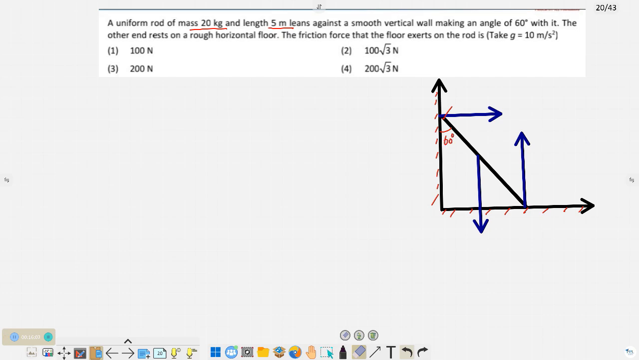The other end of the rod rests on the horizontal surface. They ask us to calculate the frictional force exerted by the floor on the rod. First, whenever a rod is placed on an inclined surface in contact with two walls, you have to calculate what forces act on the rod. In the diagram, from the center of the rod the weight mg always acts. Next, this is the point where the rod rests, so there is a contact.